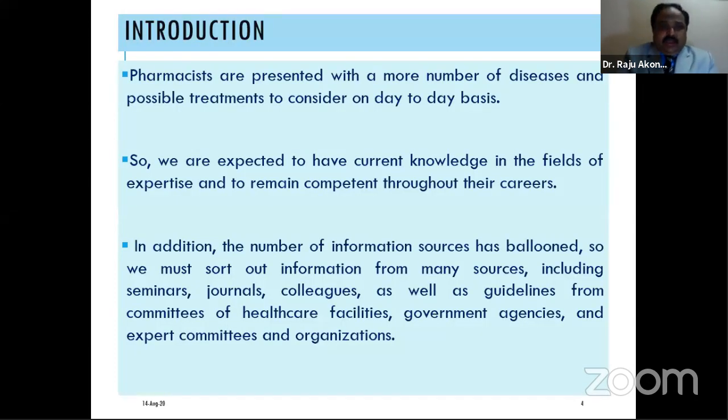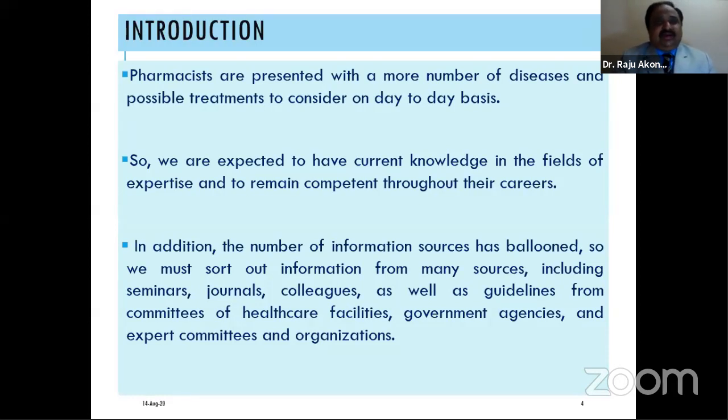Okay. Now, pharmacists are presented with more diseases and possible treatments to consider on a day-to-day basis. So basically, you have so many diseases, so many treatment options. Every day they are increasing. So we are expected to have current knowledge in our fields of expertise and to remain competent throughout our careers.